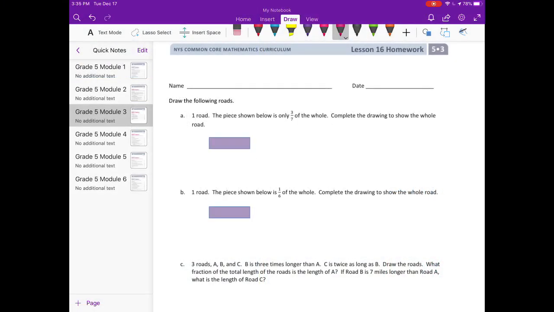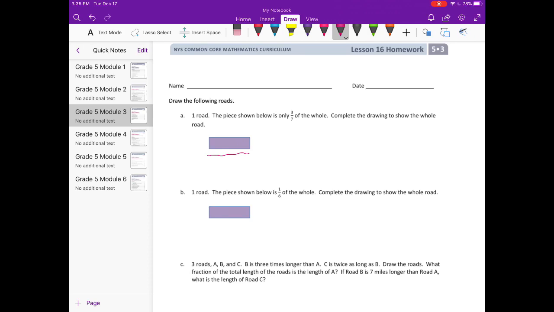Module 3, Lesson 16, Homework. Draw the following roads. A, one road. So they've already drawn the one road there for us. The piece shown below is only 3/7 of the whole. Complete the drawing to show the whole road. So this is 3/7 of the whole road.